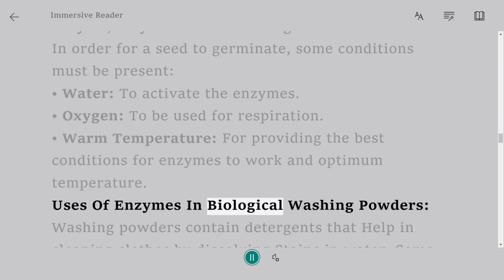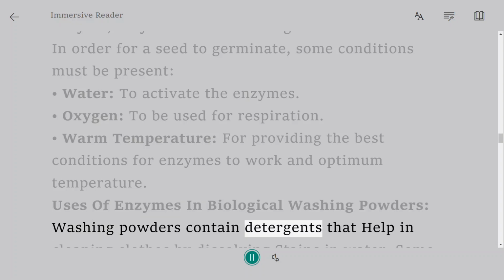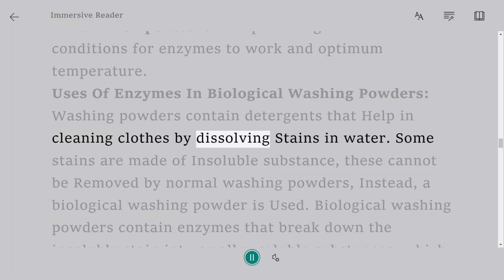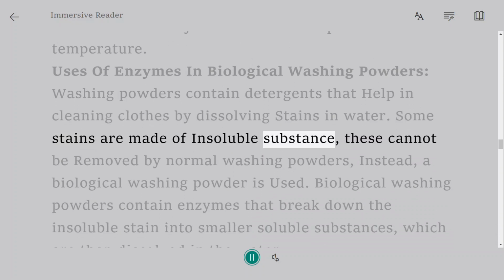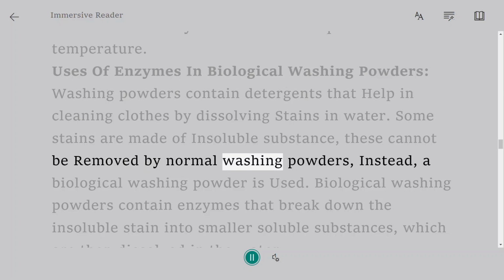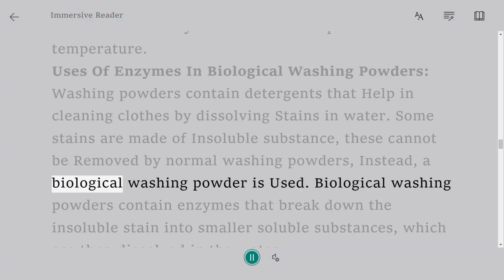Uses of enzymes in biological washing powders. Washing powders contain detergents that help in cleaning clothes by dissolving stains in water. Some stains are made of insoluble substances. These cannot be removed by normal washing powders. Instead, a biological washing powder is used.